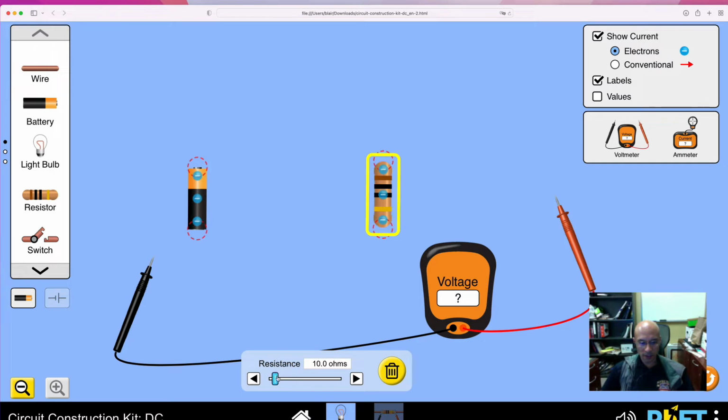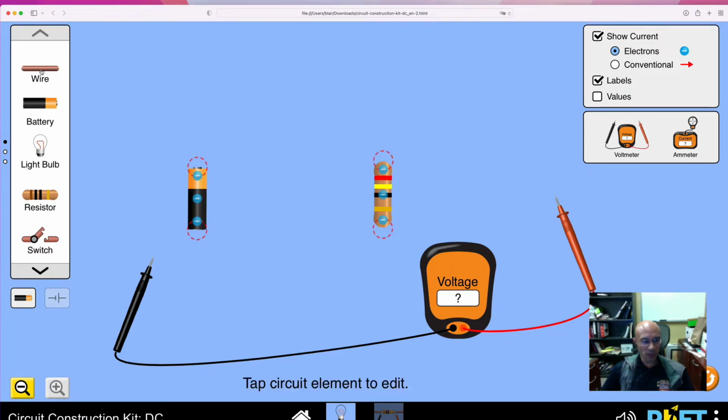I'll double click it and make it 20 ohms, I suppose. That's okay. All right. I'll bring out a wire and connect it, and a switch and connect it.